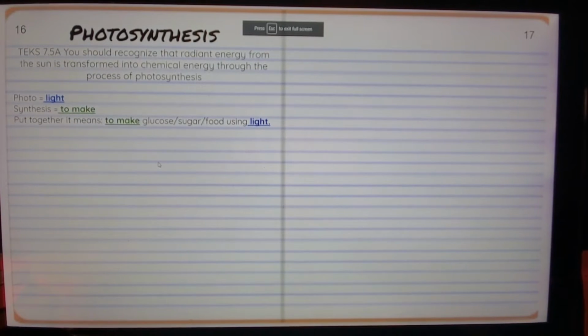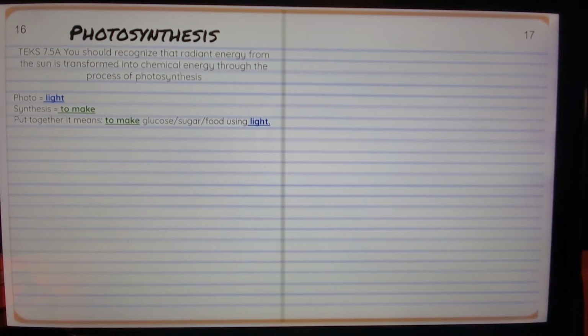So let's break down what that word means. Photo means light. A lot of people might think photo means picture, as in a photograph. But actually the word graph means picture. It means a picture made with light. In this case, we're looking at the rest of the word. Synthesis means to make. So when you put those two together, photosynthesis is to make, and what we're making here is sugar or something we call glucose using light.